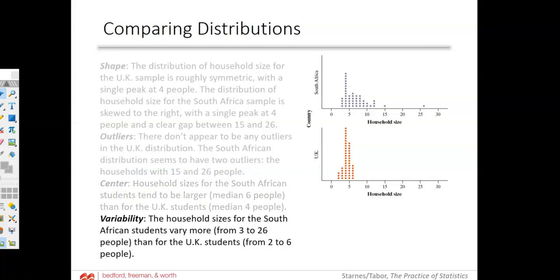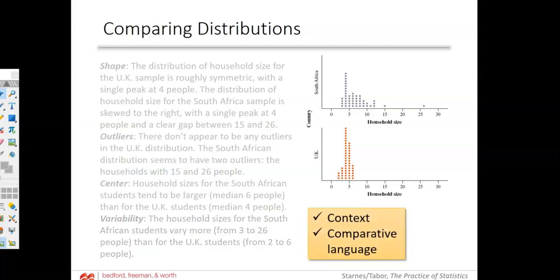Variability. So right now we're just talking about basically the range from 3 to 27. That's a lot less spread out, a lot less variability. Maybe from 2 to about 6 there. Did you talk about context? And when I said 2 to 6, I said 2 to 6 people, right? For the UK students. So always talk about the context and then use comparative language. So you notice I said that the UK has a lot smaller spread or variation. So those kinds of words like smaller or larger or bigger are good words to use when you're comparing two distributions.